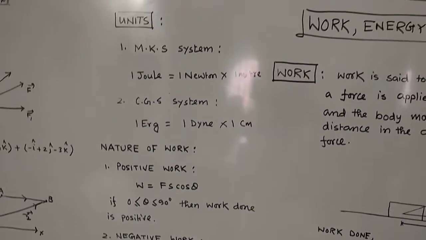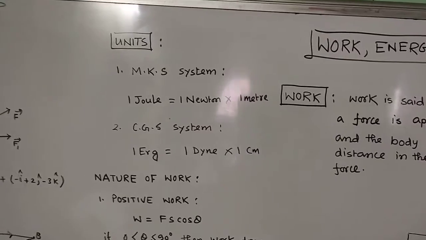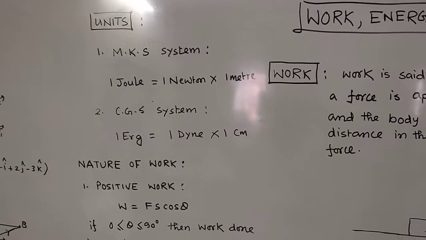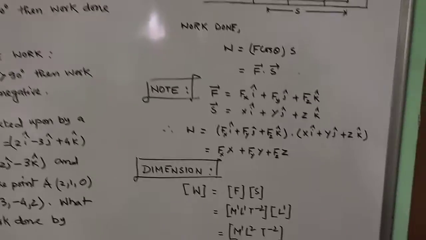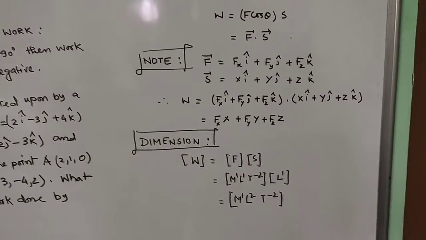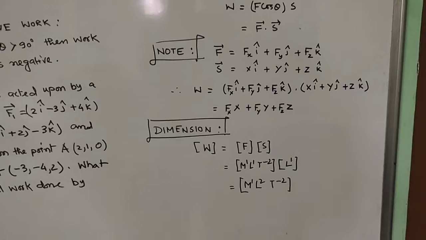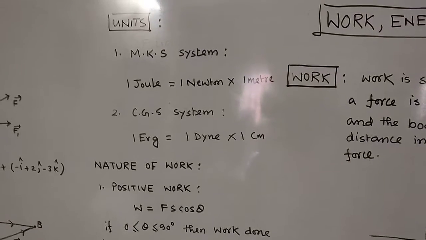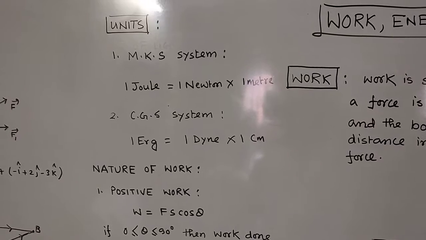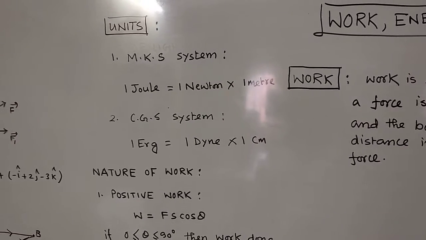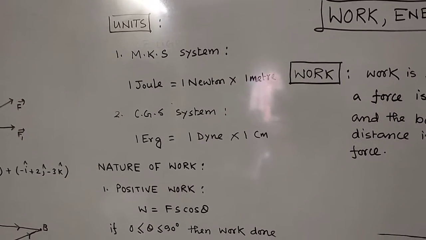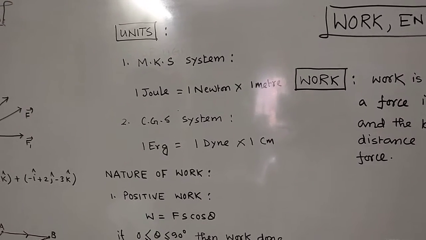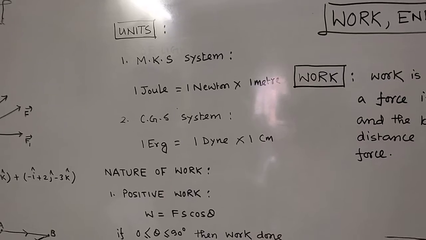Now regarding the unit in the MKS system, work done can be specified as the joule. So 1 joule, as per the definition of work, is force times displacement. Force is in Newtons in the MKS system and S is in meters. So 1 joule equals 1 Newton into meter. Work is said to be 1 joule if 1 Newton force is applied and the object moves through a certain distance, which is 1 meter.